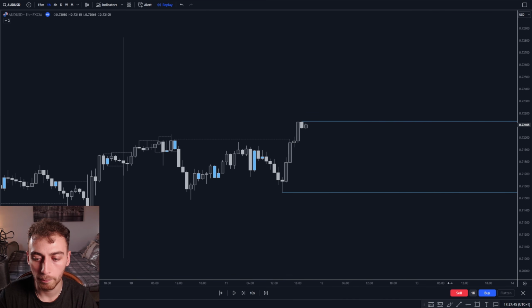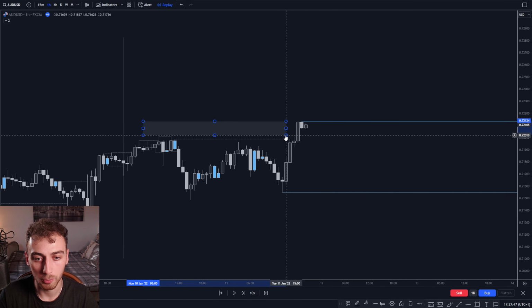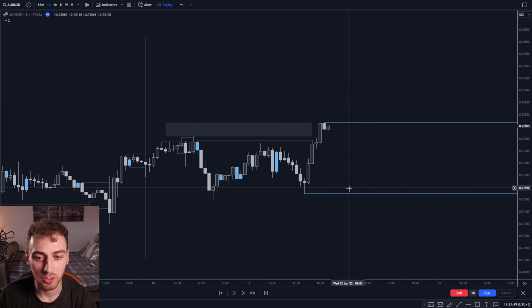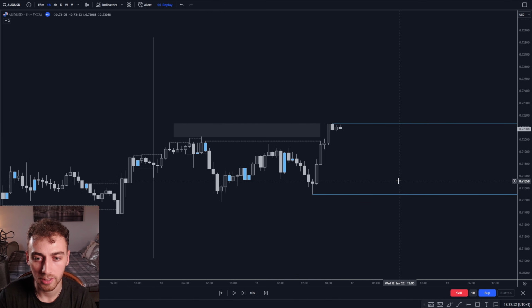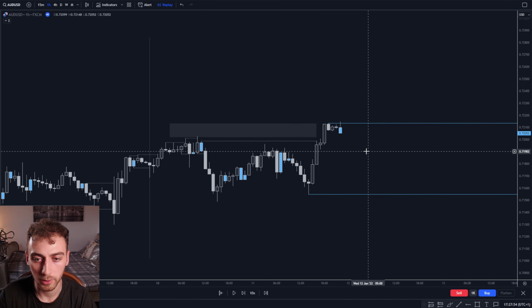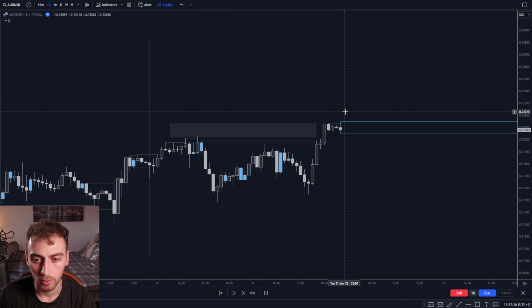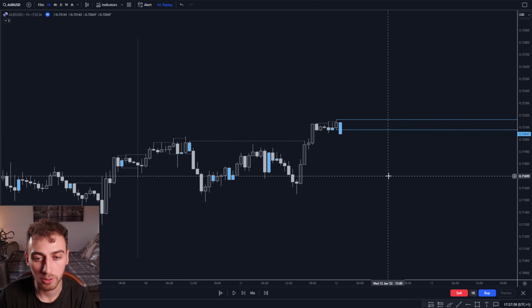Alright, broken above this range. I'll use my rectangle to join a liquidity area. Let's see how price reacts in this area. There's no shift. Will we continue? Okay, bit more ascending, kind of breaking and retracing highs now.